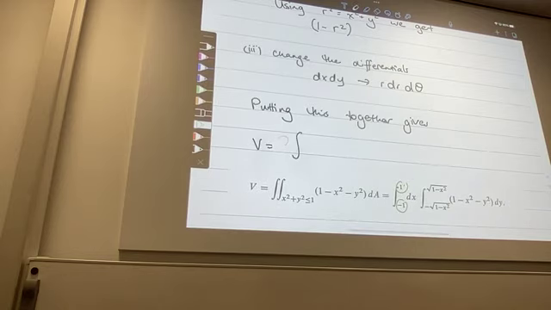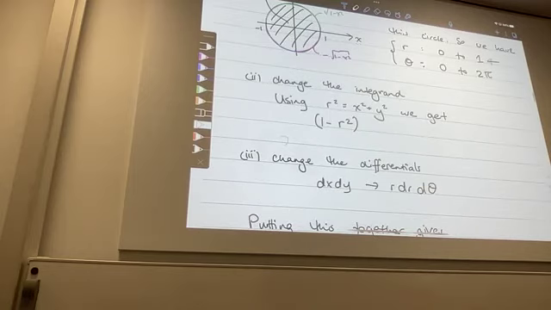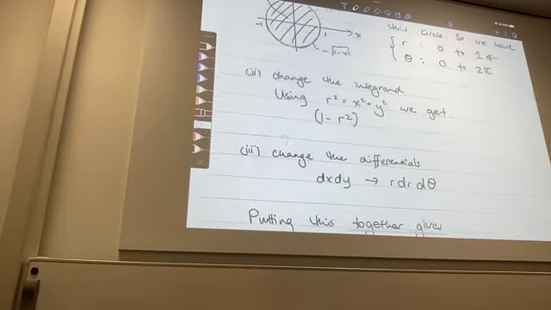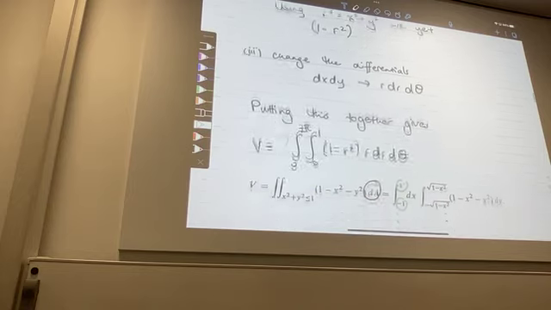Sorry, let me rather just write it down. So my r is going from 0 to 1. My theta is going from 0 to 2 pi. So I'm just picking that I'm going to integrate with respect to r first. If it turns out I screwed up, we'll switch. Now I write down my integrand, which is 1 minus r squared. And I need to have my dA, which is r dr d theta.